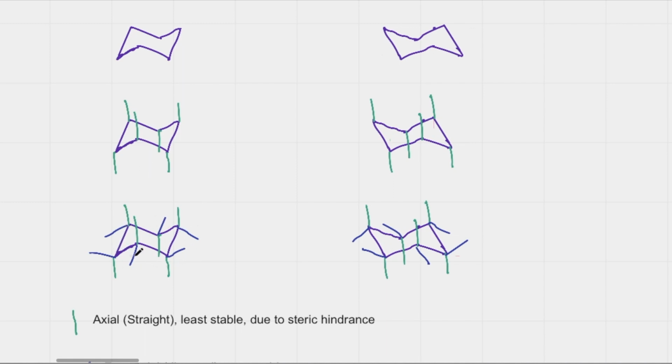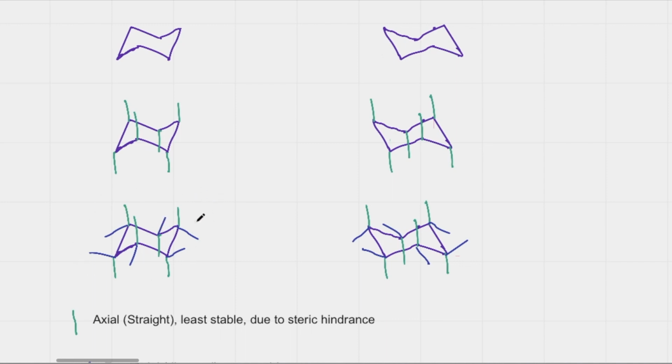The next set of positions are equatorial, and they're diagonal. So if this is up, this position will be down parallel to this line. This is down, so this must be up parallel to this line. This is up, it has to be down parallel to this line. And this is down, so I have to draw my substituent up parallel to this line. This is up, so it is down parallel to this line. And finally, this is down, so I'm going to draw the substituent up parallel to this line.